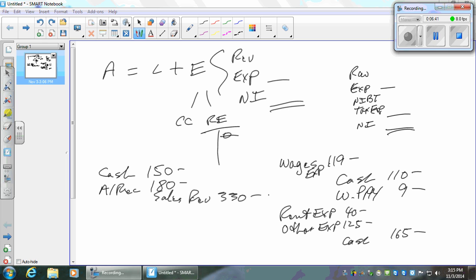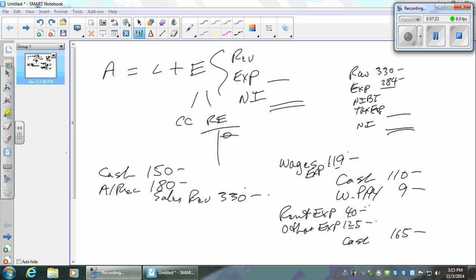Well, let's see. The revenues right now are how much? 330. The expenses so far are how much? 119 plus 40 plus 125 is how much? 324? 119, 125, and 40. Yeah. And then that's 284. 284. Yeah. 119, 40, and 125. Everybody agree? 284? Yeah. So then what does that leave me for net income before tax?